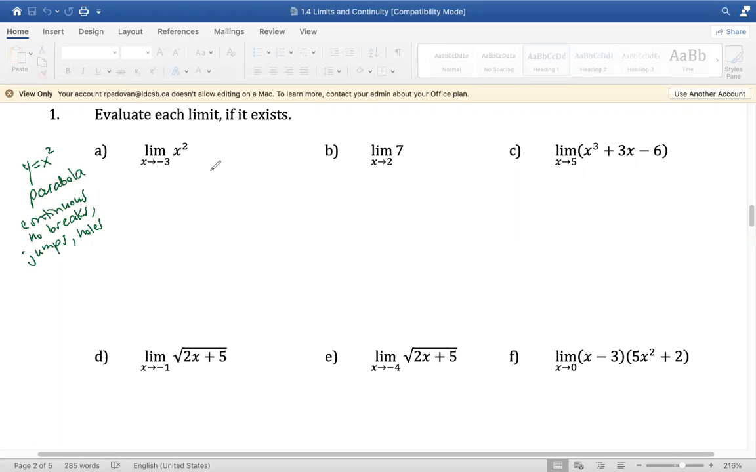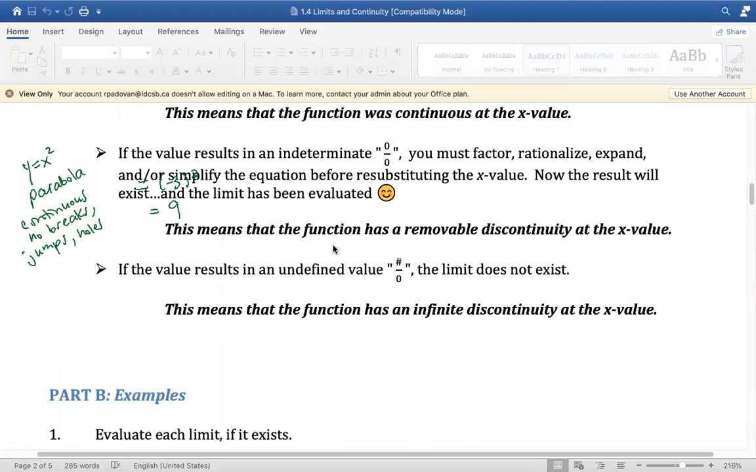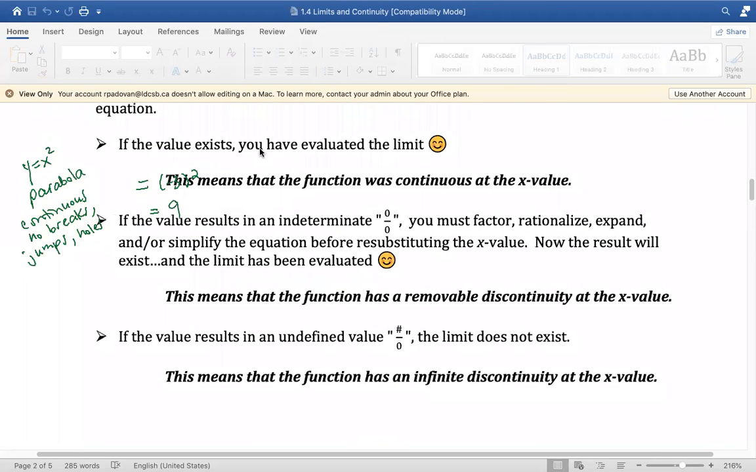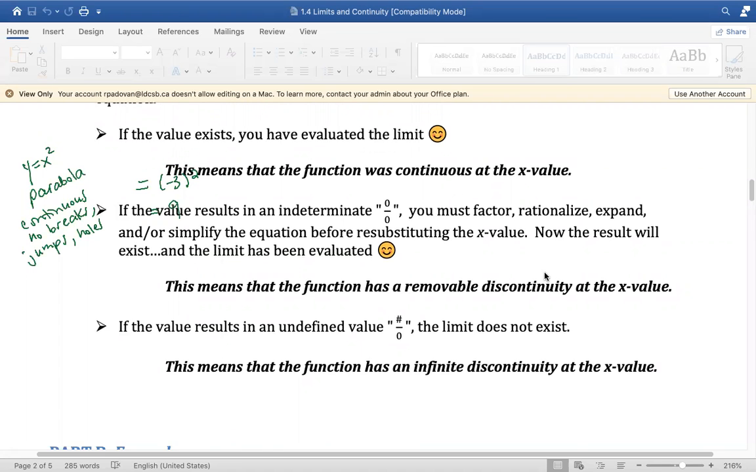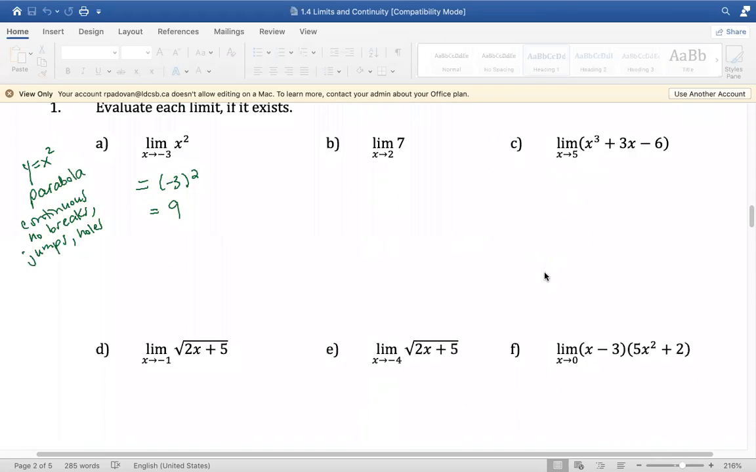I should get a numerical value. So if I plug in, instead of x, I'm plugging in -3 squared. I have a value of 9, right? So 9 would be, this means the very first example here, just to go back up, 9 would be the first bullet here. The value exists. I've evaluated the limit and it's continuous at that x value is all we know of right now. So it is continuous.